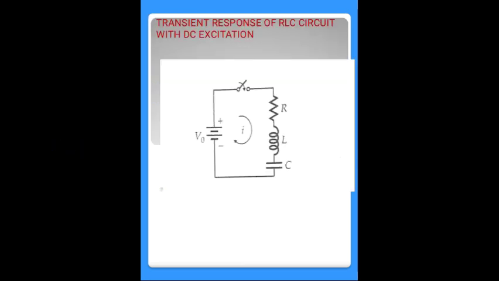Now, in the given circuit, R, L and C are connected in series with a DC source and there is a switch. Initially, both the inductor and capacitor are assumed to be 0 or discharged. The switch is open. The current in the circuit is equal to 0.